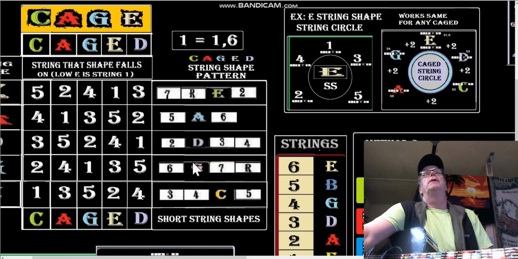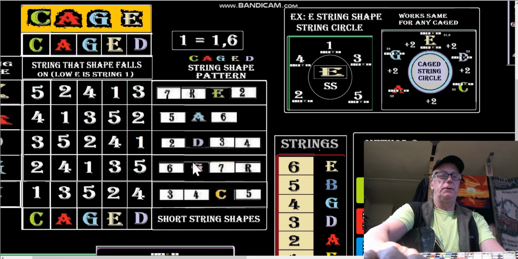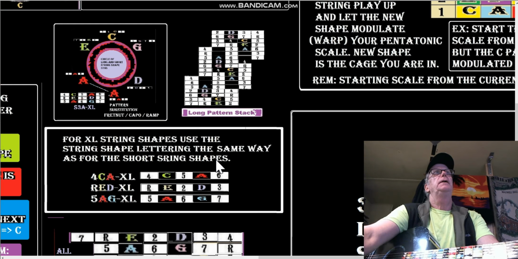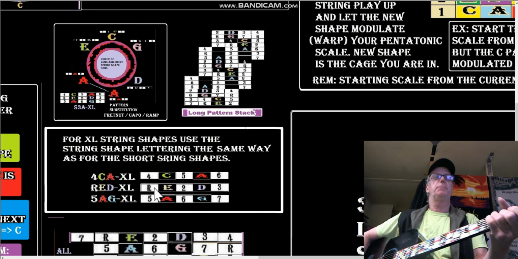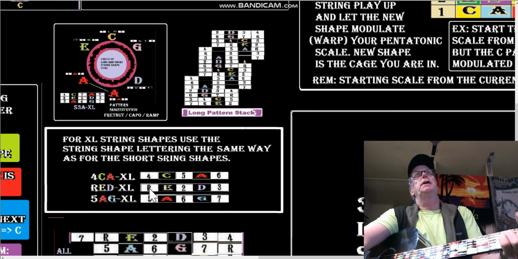Okay, and I'll show you them in a second. Here they are. Here's the long string shape patterns. So we see with the E pattern and the root down here at my low E shape, we're pretty much starting on root E there. So it's pretty much the E shape anyway. So that's what this says.